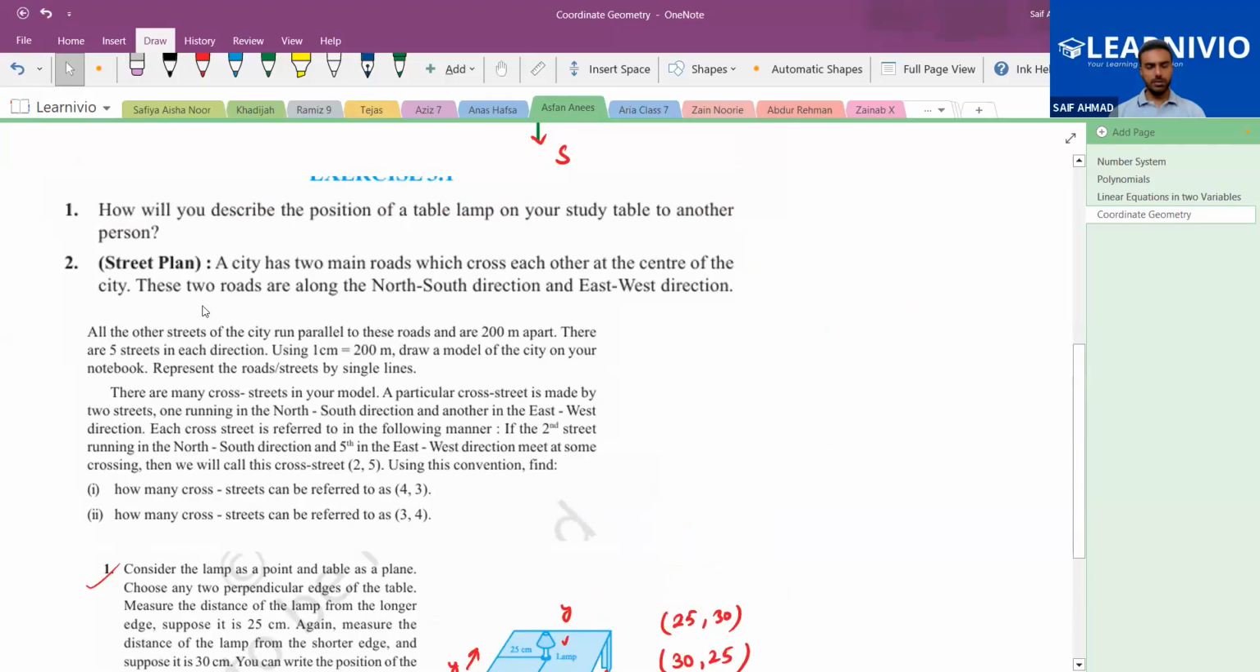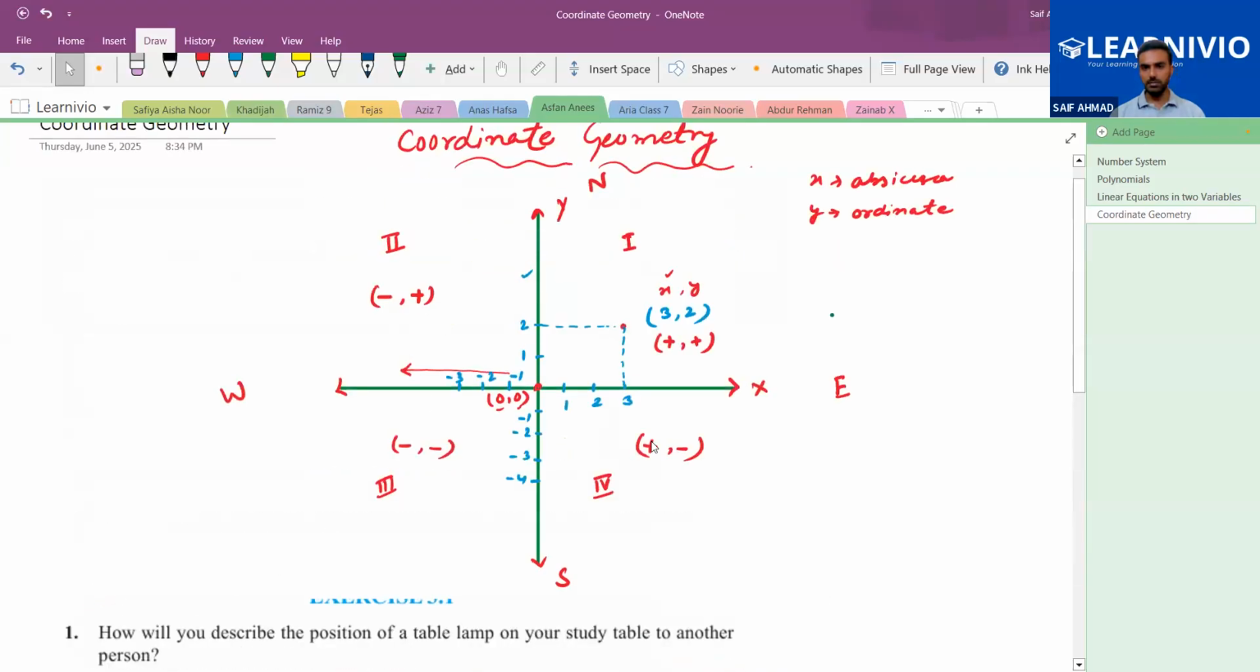See question number 2. A city has two main roads which cross each other at the center of the city. These two roads are along the north-south direction and the east-west direction. I have shown the direction here. This is the direction. On the x-axis, the direction is east-west, and on the y-axis, the direction is north-south.